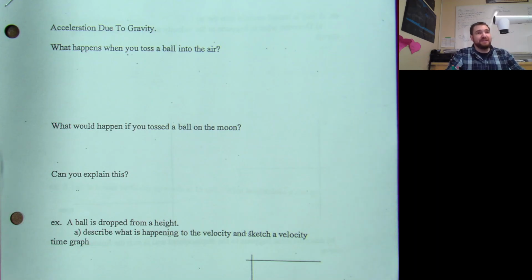We graphed displacement time graphs. We found out that the slope of a position time graph or a displacement time graph was equal to velocity. Then we started talking about how velocities change, which led us to the ideas of acceleration. Then we looked at velocity time graphs, and we could see that the slope of a velocity time graph is the acceleration. And I tried to convince you that we could find displacement by finding the area underneath the curve.